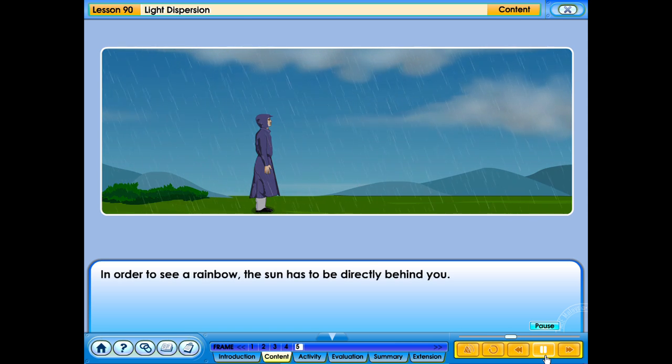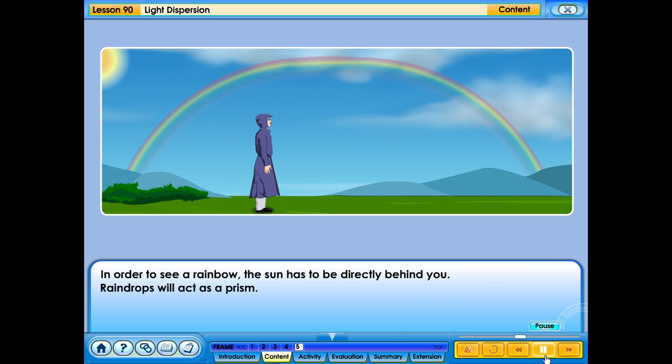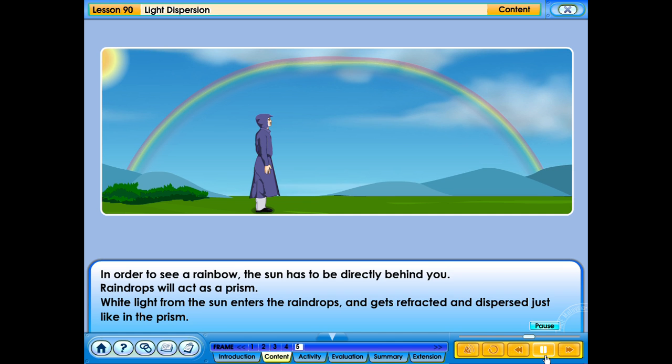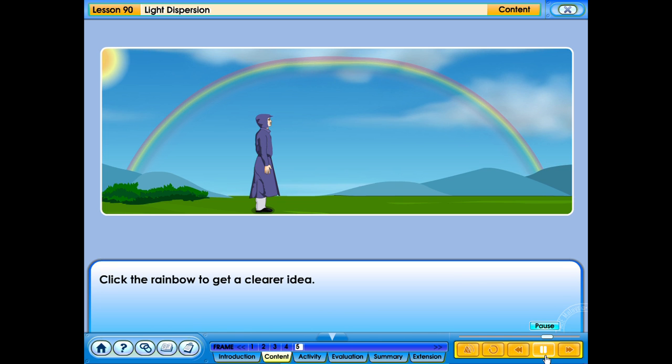In order to see a rainbow, the sun has to be directly behind you. Raindrops will act as a prism. White light from the sun enters the raindrops and gets refracted and dispersed just like in the prism. Click the rainbow to get a clearer idea.